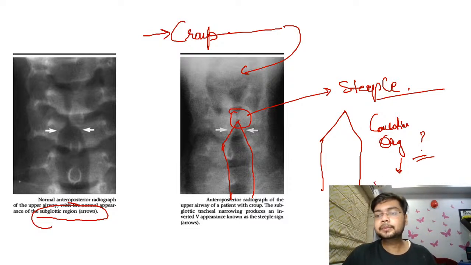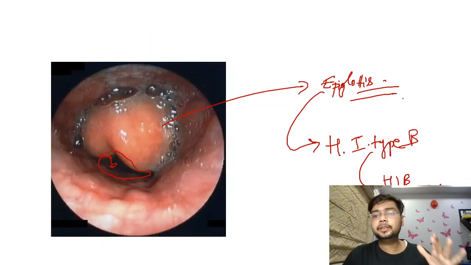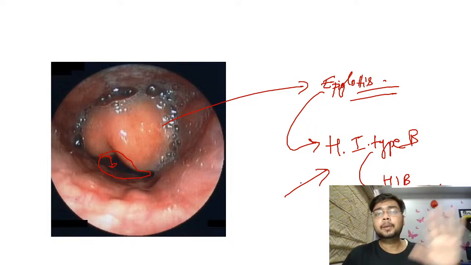The causative organism is a virus, that is parainfluenza type 1, 2 and 3. So it is caused by a virus. The treatment here is mostly supportive, with epinephrine and the steroids, and in epiglottitis you need to give antibiotics because the causative organism is a bacteria. So the treatment of choice is, apart from the supportive epinephrine, steroids and others, you need to give antibiotics here, IV antibiotics.